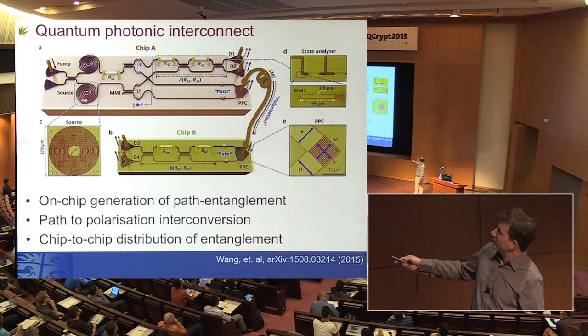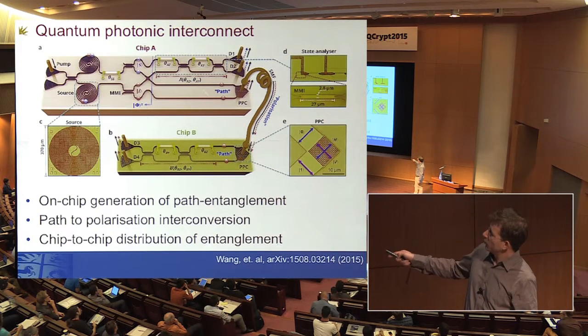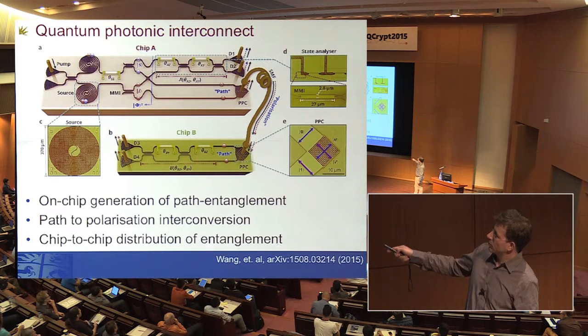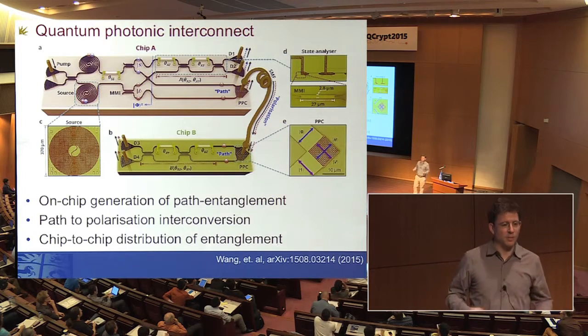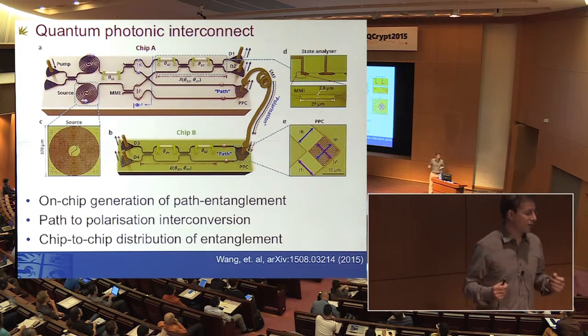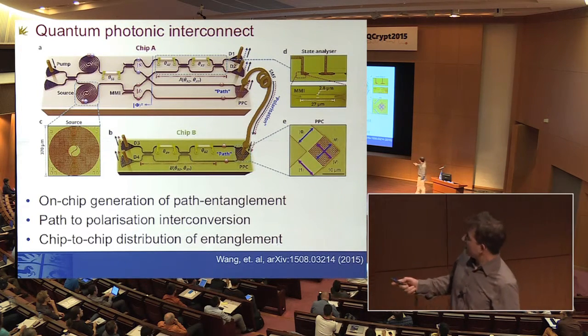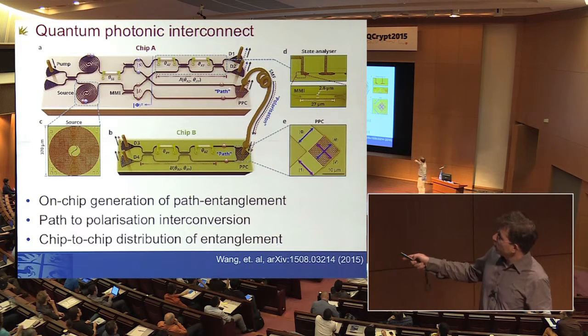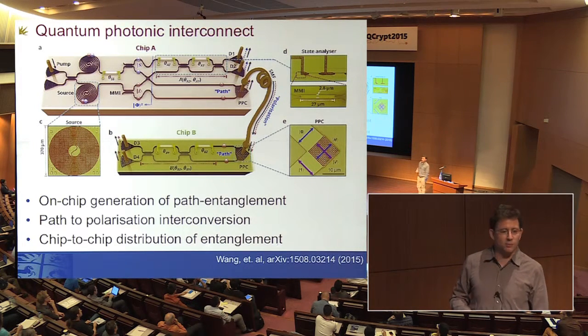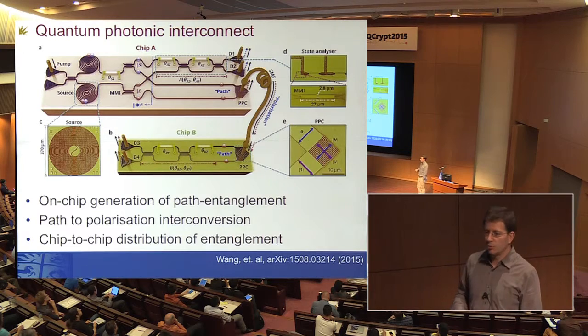We generate a qubit entangled state with 1 qubit represented as the upper and lower paths here, and the other qubit represented as the upper and lower paths in this arm. And these 2 qubits are entangled with one another. What we then do, we take one of those qubits and we put it through what we call a Path-Polarization Converter. I'll say a little bit more about that in a minute.